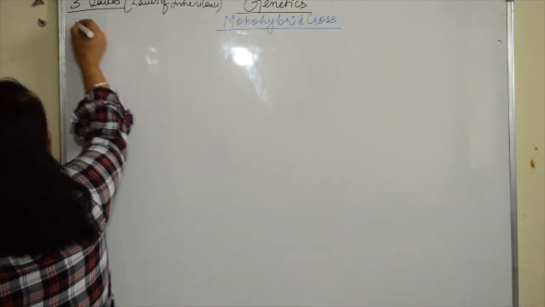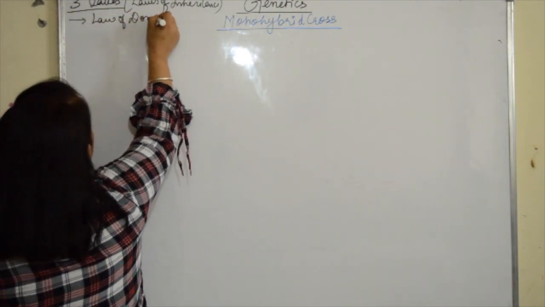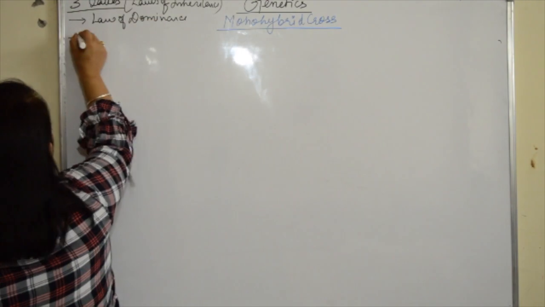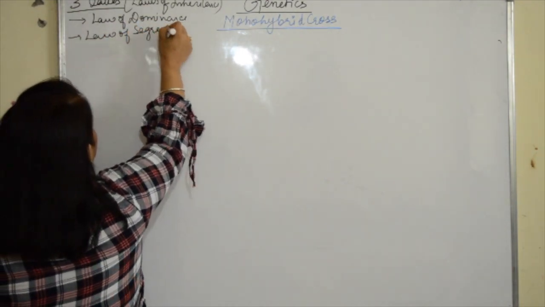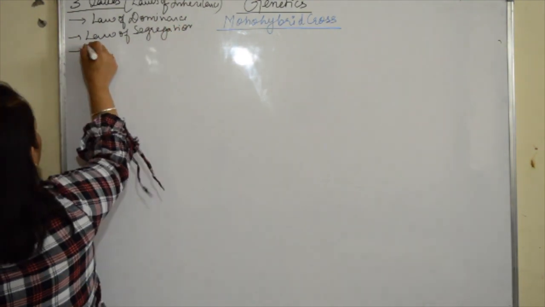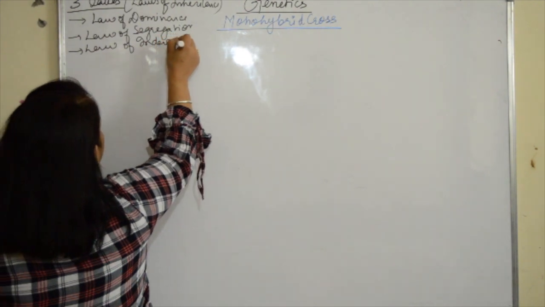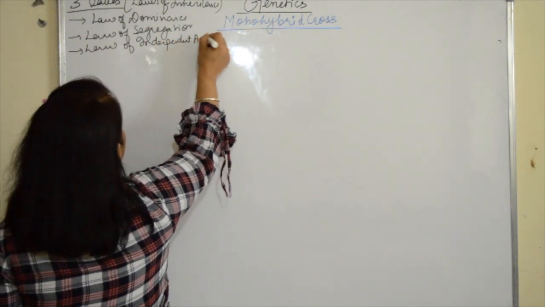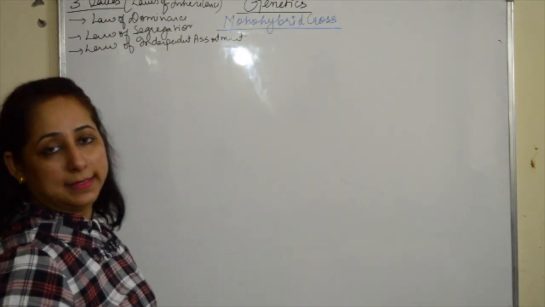Fine. There are 3 laws. 1, law of dominance, law of segregation, and law of independent assortment. So these were the 3 laws which are given by Mendel.